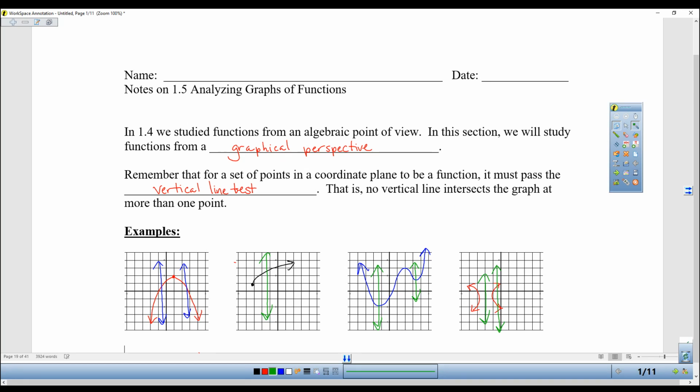So that concept, even though we did it in another section, is reiterated in this section. So make sure that you really understand it. And it'll come up all year.